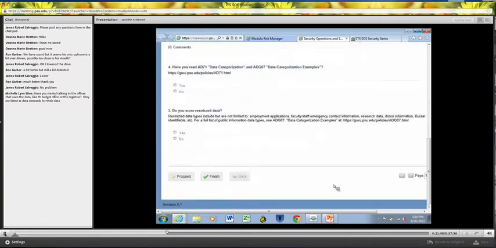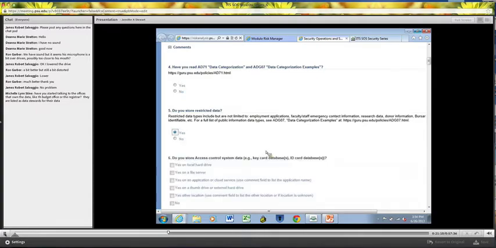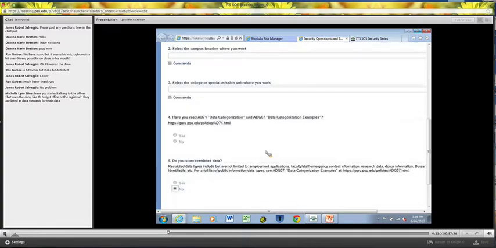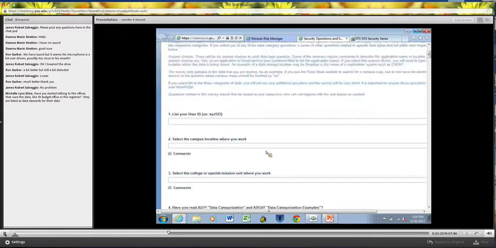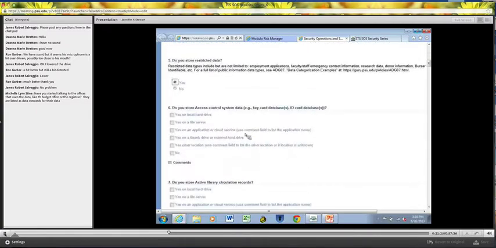There are 6 answer choices that are available. If you would select that you are storing restricted data, as you see, we have a rule set that's available that will bring up each one of those data types. And we'll just take the first one as an example. Do you store access control system data?